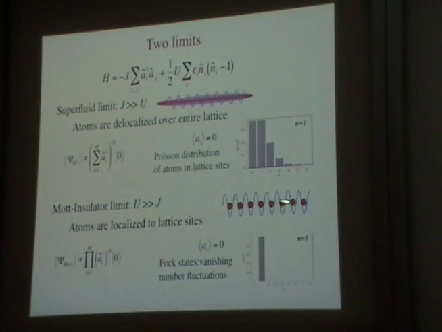In fact, ideally, you'd want one atom per well so that there's no interaction between the atoms. And so the atoms now become localized to the lattice site. So the fluctuations in the number of atoms in a particular site have gone way down. It's near zero. And so you find that the average number of atoms in the site is now equal to one with essentially no fluctuations.